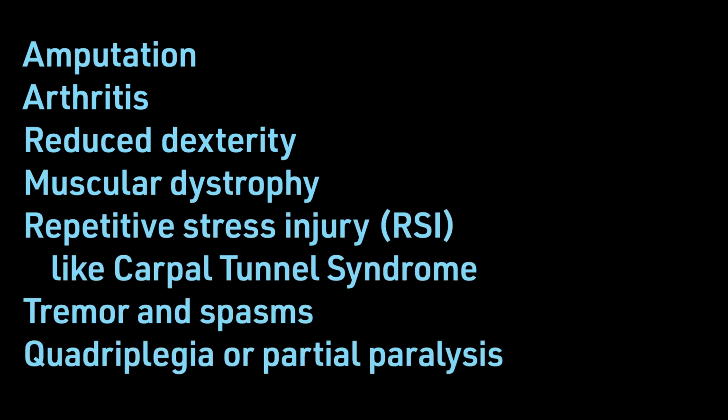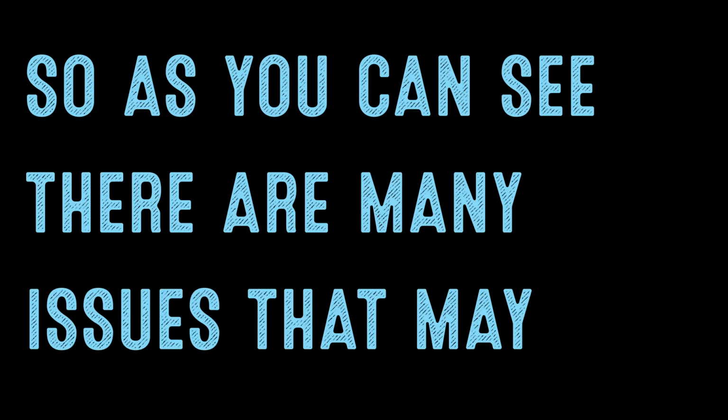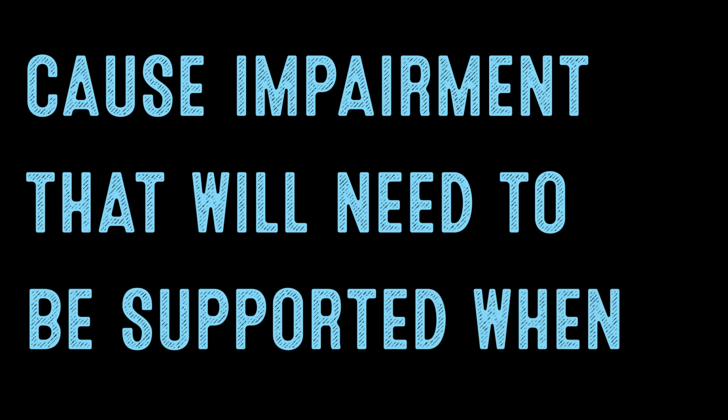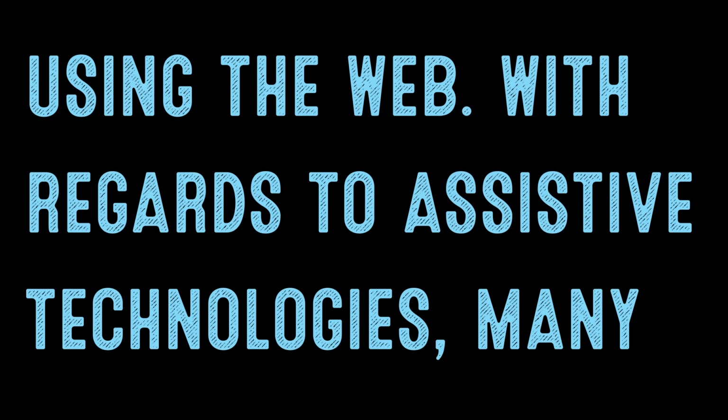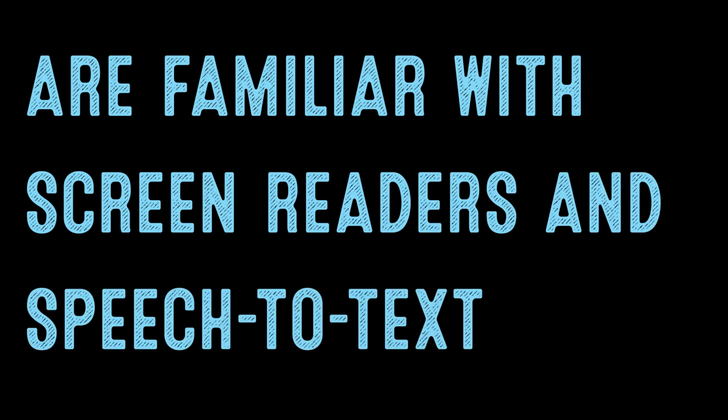Parkinson's disease, multiple sclerosis or ALS or Lou Gehrig's disease, physical disabilities, amputation, arthritis, reduced dexterity, muscular dystrophy, repetitive stress injury like carpal tunnel syndrome, tremors and spasms, quadriplegia, or partial paralysis. So you can see that there are many issues that may cause impairment that will need to be supported when using the web. With regards to assistive technologies, many are familiar with screen readers and speech-to-text software.